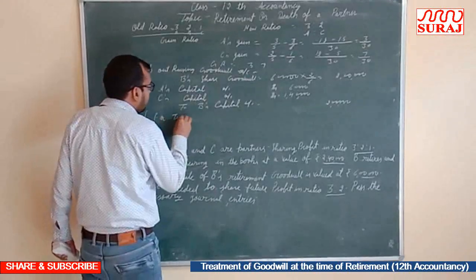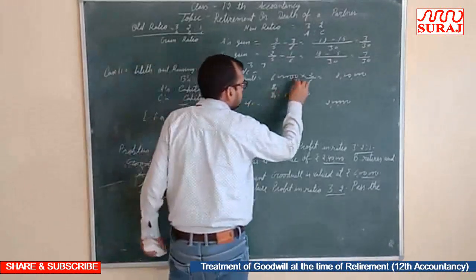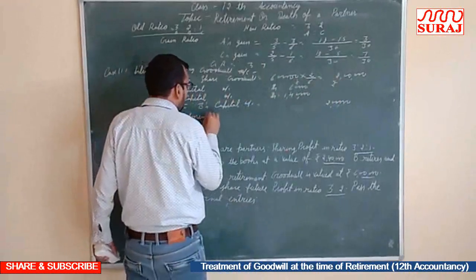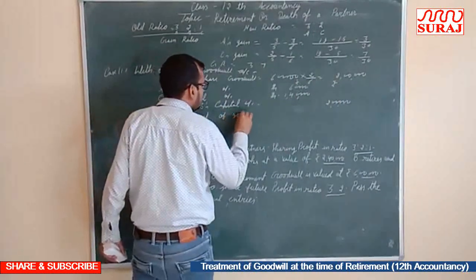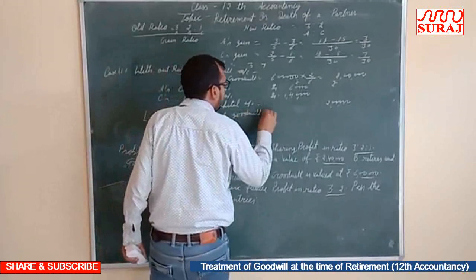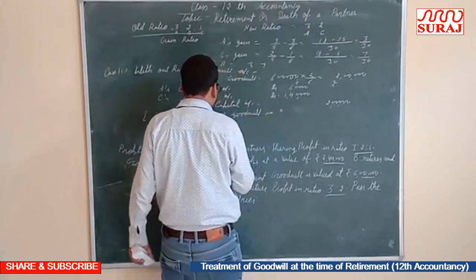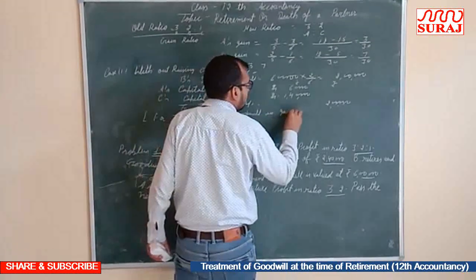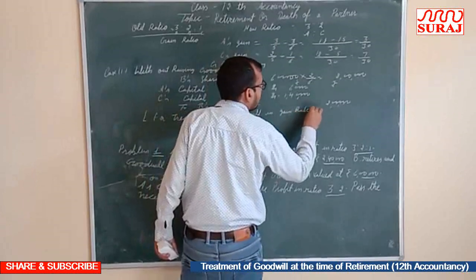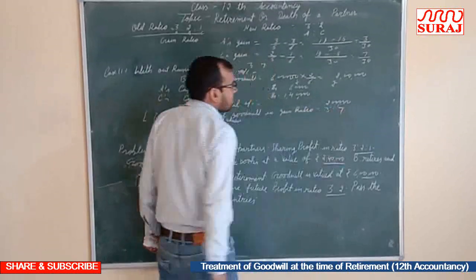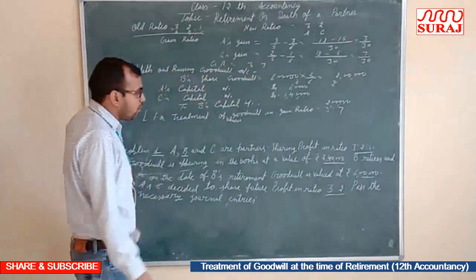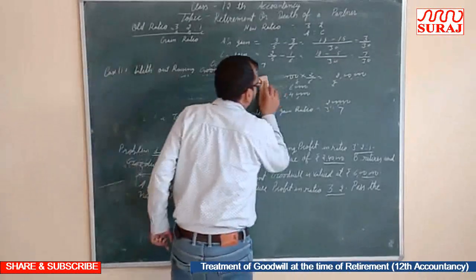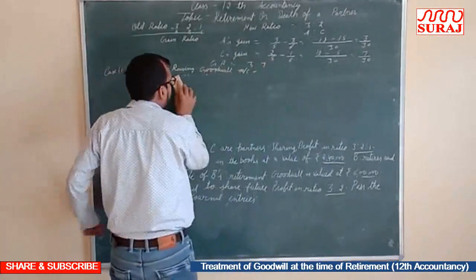For the treatment of goodwill in gain ratio, use the treatment of valued goodwill in gain ratio 3:7. This is the treatment of valued goodwill without raising goodwill account. Now this question will be done by raising goodwill account.